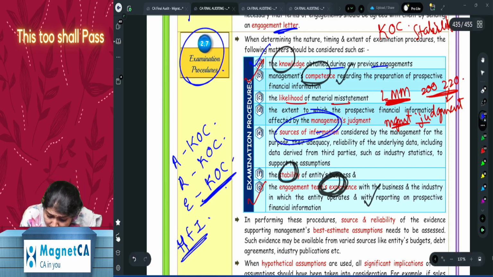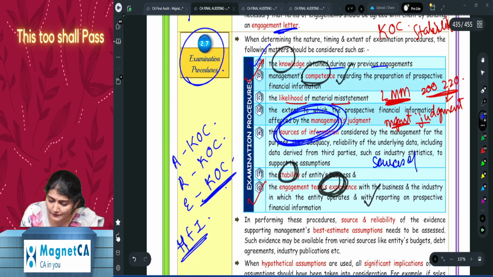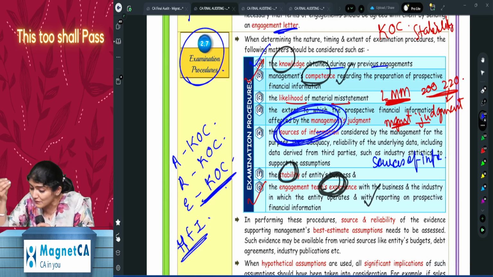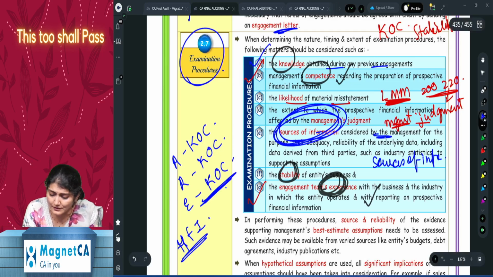And the most important examination procedure is the sources of information. How did you make this assumption of 20%? The sources of information considered by the management to support the assumption. Right, so that's the examination procedures.